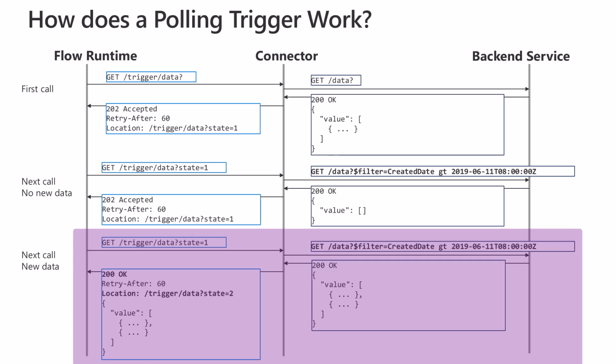Because new data is available, the flow will be triggered for each item of data returned by the service.